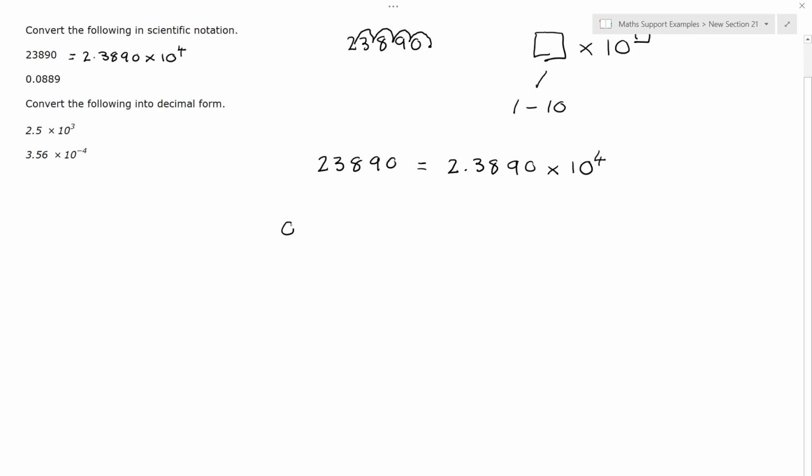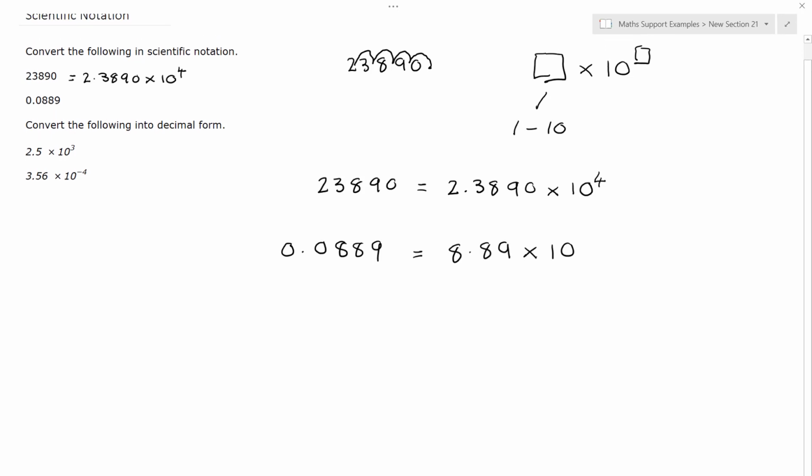If we look at 0.0889, that can be written as 8.89 times 10 to the power of, and I need to see how many places I've moved my decimal point. I've gone 1, 2 this time, but I've gone 2 to the right. So that means it's a power of minus 2.